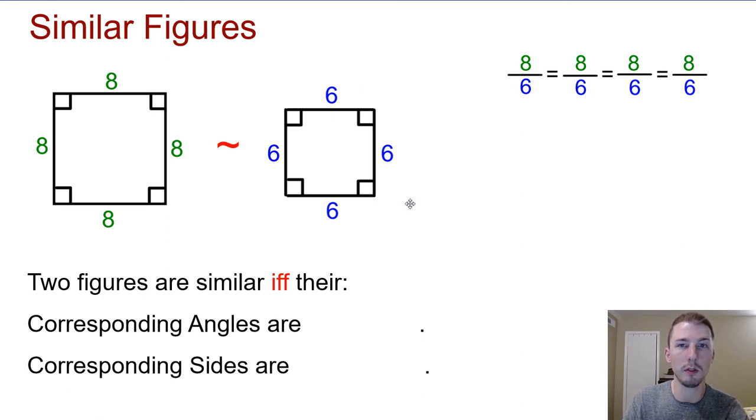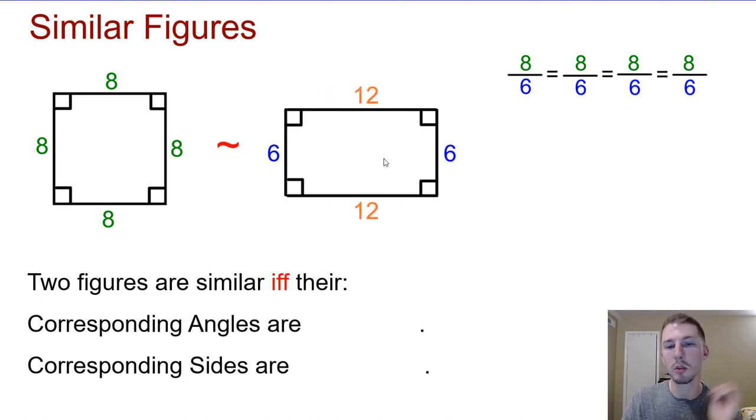It's not just enough to look at one of them and not the other. So here we have two squares, and they are going to be similar to each other if they're squares because all the angles are the same. But if I extend this so that now it's a rectangle, and that's so cool. So it's no longer 6. Let's say it's now doubled to 12.